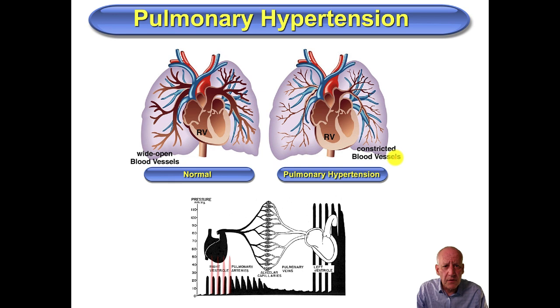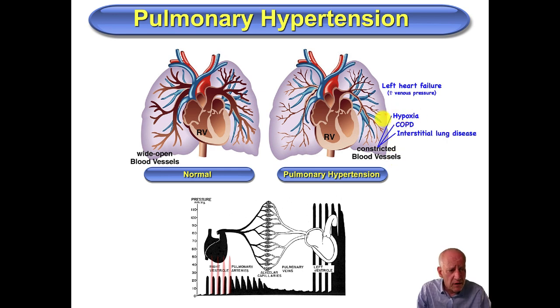Just a few words about pulmonary hypertension. This is a very serious disease that can have many etiologies. It can result from a variety of lung diseases that impair alveolar ventilation, obstructive lung diseases like COPD, or restrictive lung diseases that impair the expansion of the lungs during inhalation. All of these can trigger hypoxic pulmonary vasoconstriction.